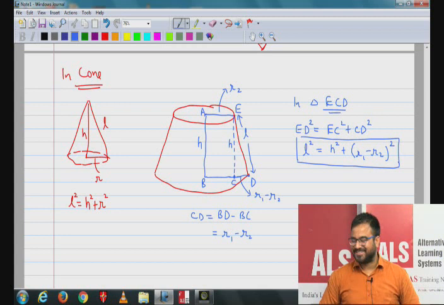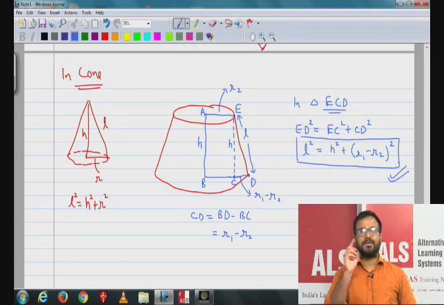That's great. Okay, so this is the first relationship between the slant height, the height and the radius.